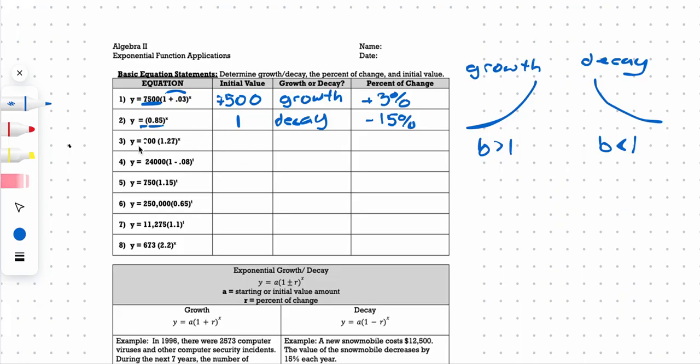Okay, this third one, we look at our a value. What's our number out front? 900. Is our b value inside, which is 1.27, greater than or less than 1? It's greater than 1, so it's going to be growth. And then, how much greater than 1 is 1.27? Well, it's 0.27, which is the same thing as 27%.